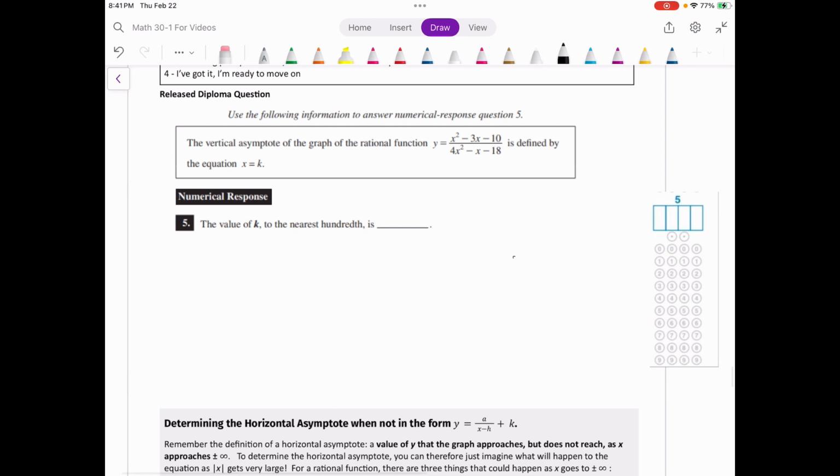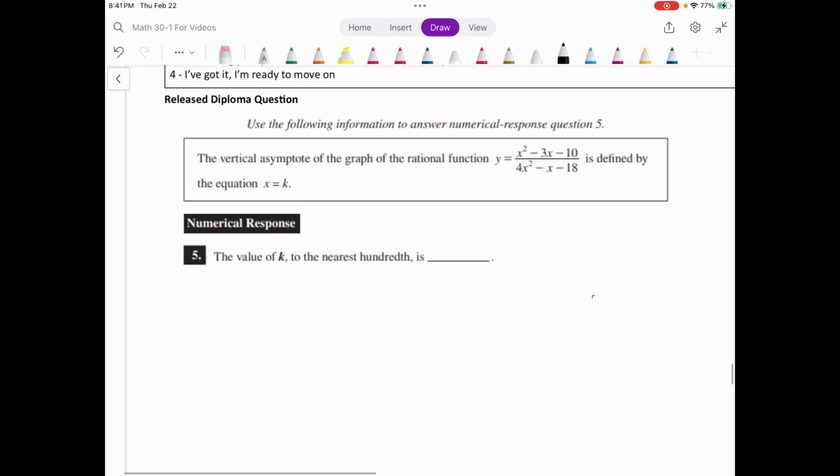All right, so let's dive into this diploma one here. This is from an old diploma, 2019, I believe. The vertical asymptote of the graph of the rational function y equals x squared minus 3x minus 10 over 4x squared minus x minus 18 is defined by the equation x equals k. So we're looking for the equation of the vertical asymptote. Where is the vertical asymptote? At what value of x? The value of k to the nearest hundredth is blank. So we're looking for where the vertical asymptote is, at x equals what?